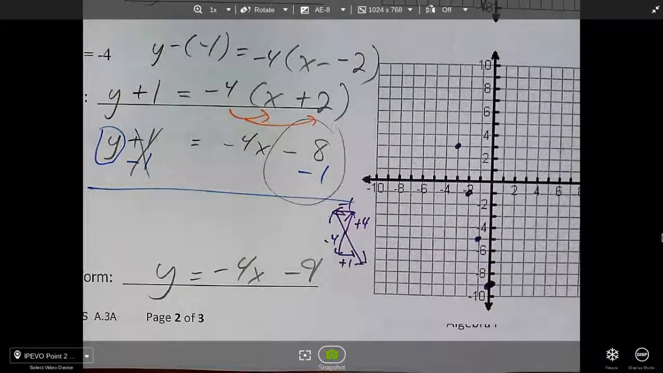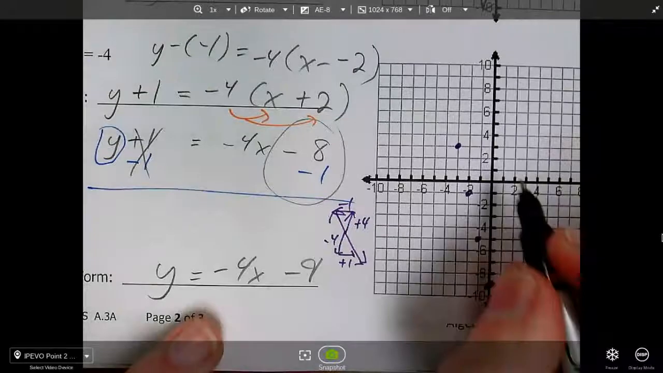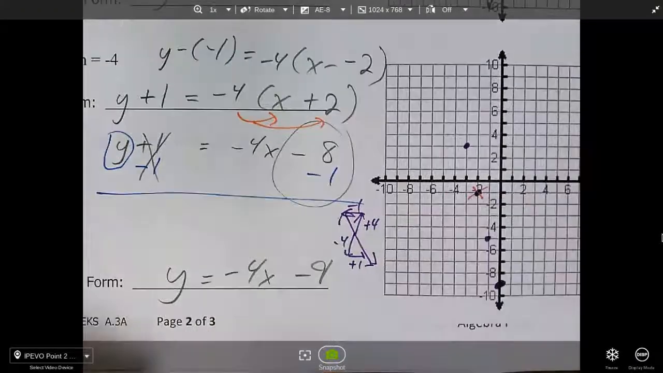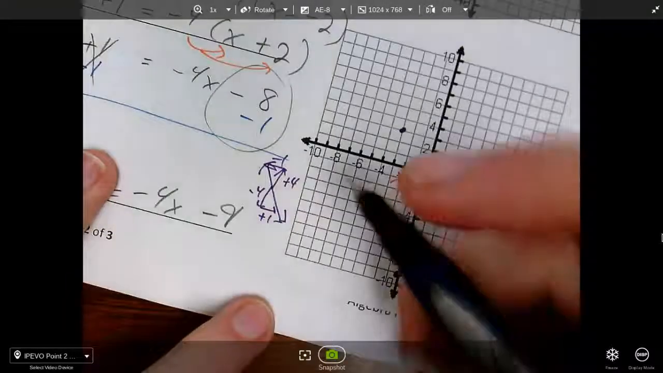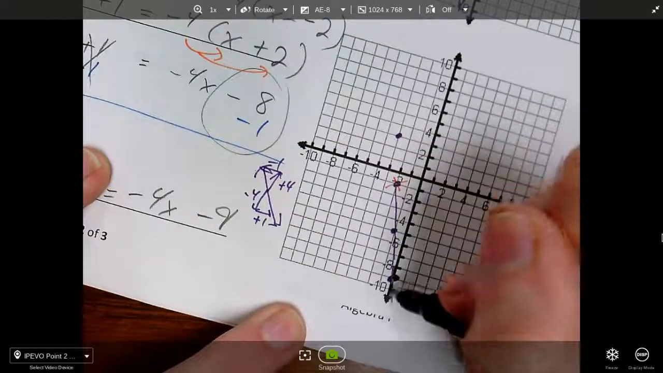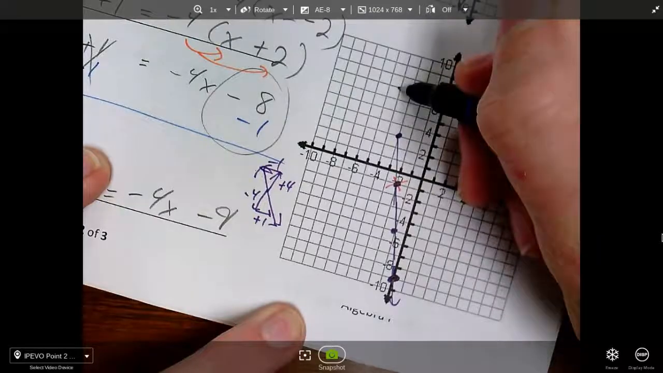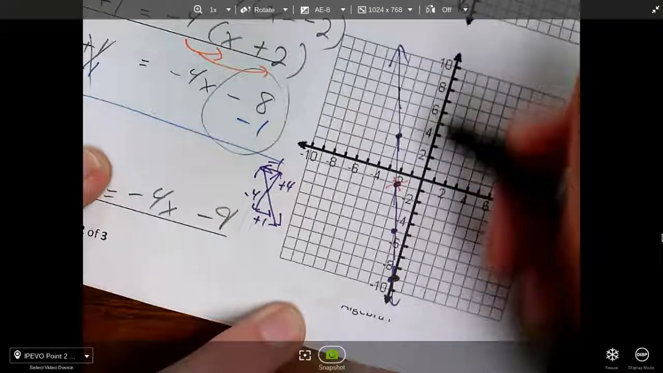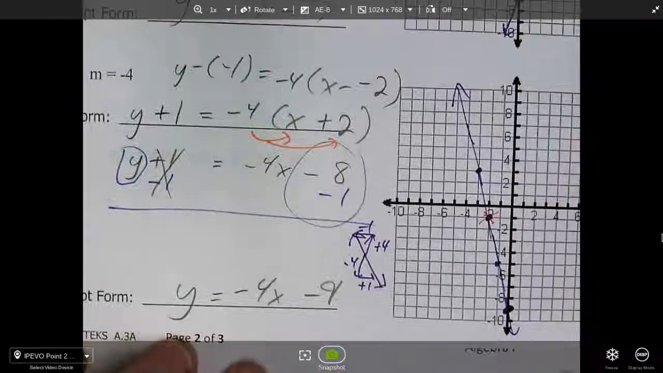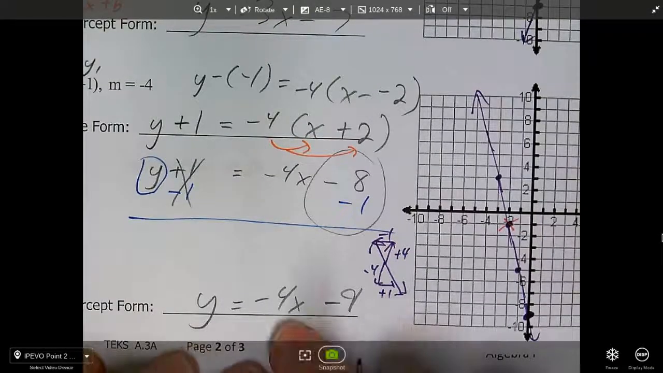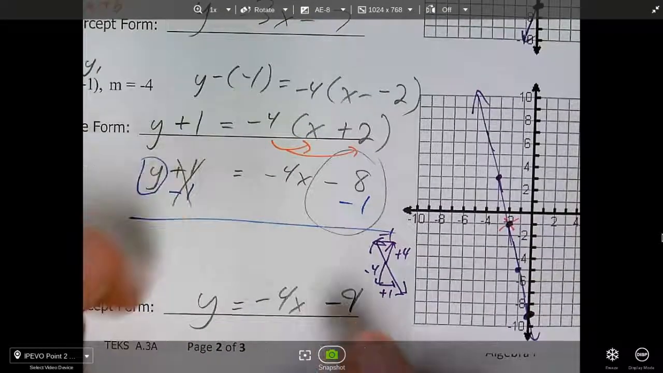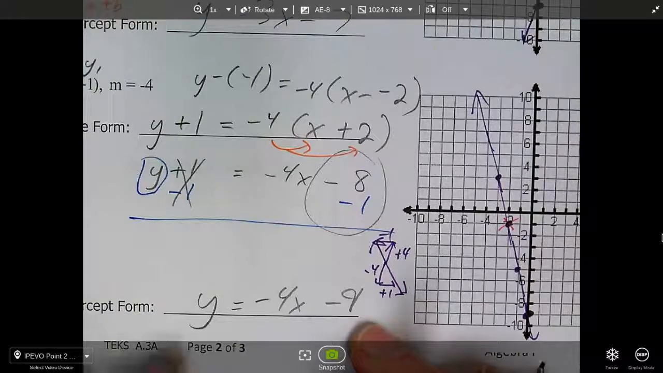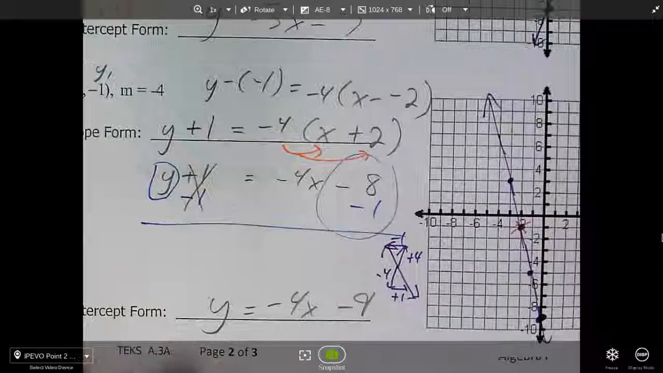The question is, is it going to go through negative 2, negative 1? Negative 2, negative 1. It's that point right there. So yes, it does. Okay. So there we have it. Our line is the same slope as we started with, and it goes through the point negative 2, negative 1, which the equation said it would.